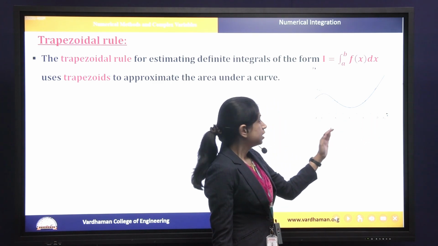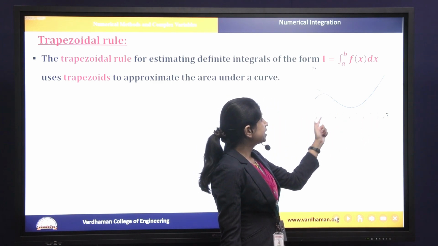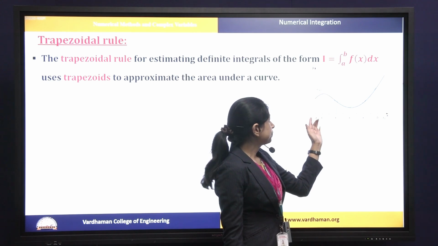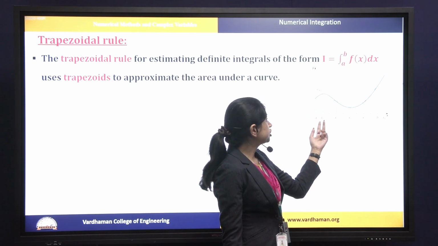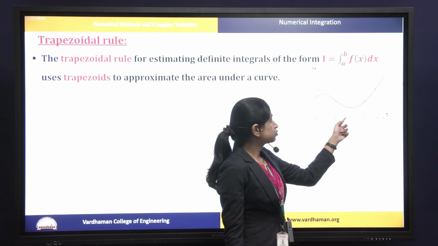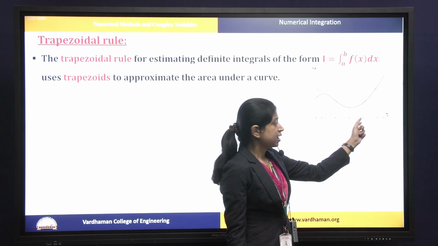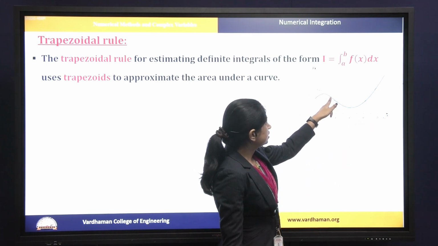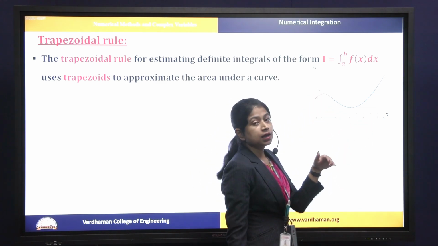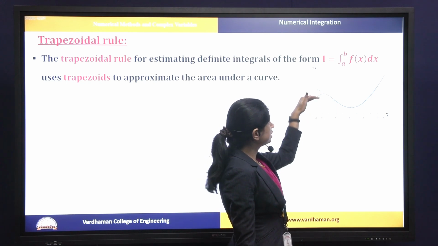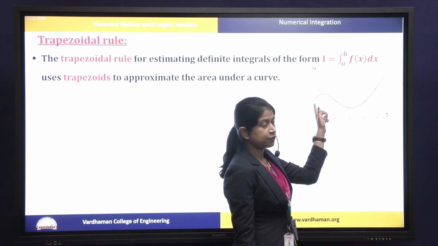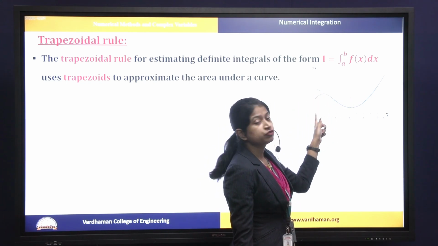These are the limits. Now we are dividing this interval a comma b into sub-intervals, which are x0, x1; x1, x2; x2, x3; and x3, x4. And these are the trapezoids. We will approximate the area under this curve f of x using these trapezoids.